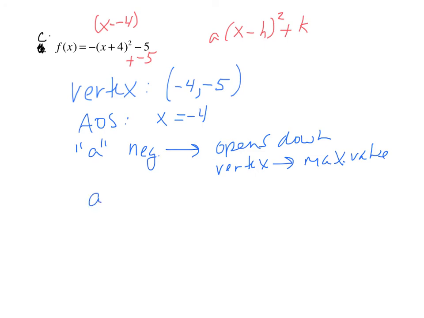The a value equals 1 here, even though it's a negative. The actual value, the number itself is 1, so it's going to have the same width as the parent. And in other words, no changes. It has not gotten skinnier or wider. And those are the properties of this graph.